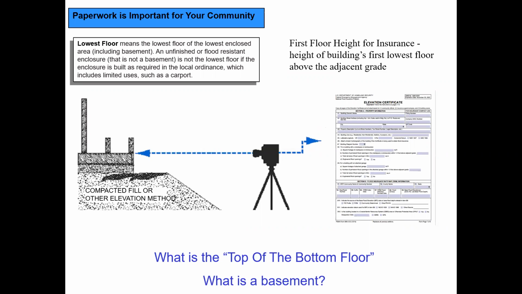Understanding these terms as they apply to this section is important. The lowest floor is the lowest floor in the structure. It's the lowest enclosed area, which would include a basement or an unfinished floor or the crawl space floor. Understanding that for section C is important, and then we'll go through each of them. Whereas the first floor height for insurance is the height of the building's first floor that's above the adjacent grade. So different meanings, different definitions there.